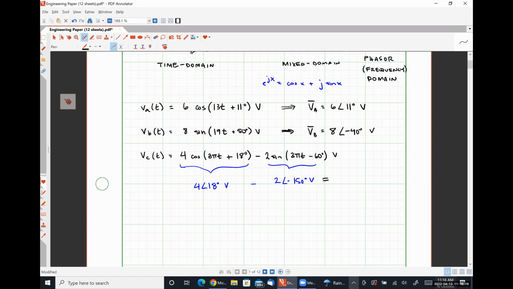So anyway, 4 angle 18 minus 2 angle negative 150 looks like 5.971 with an angle of 21.993.